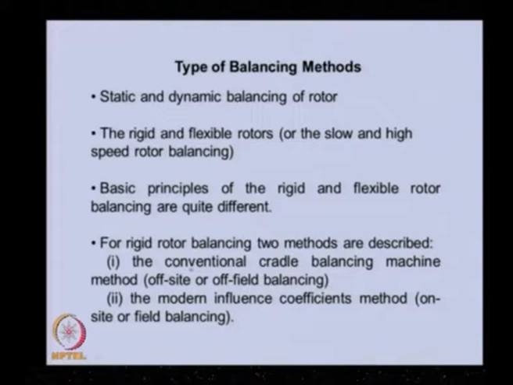Sometimes this is called off-site or off-field balancing, because we need to take the rotor out of the actual machine for balancing. There is another method, that is the modern influence coefficient method, with which we can do online balancing, also referred to as on-site or field balancing. These methods will be dealt with in more detail in the subsequent parts of this lecture.